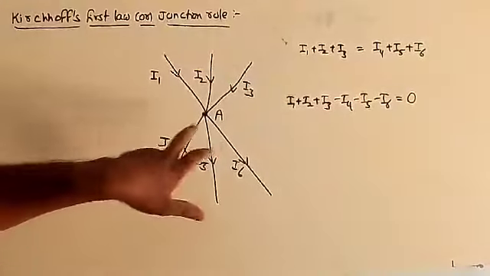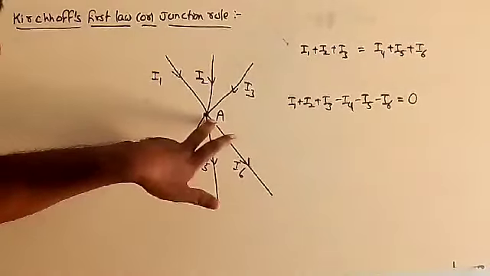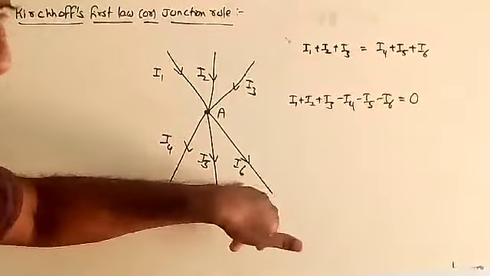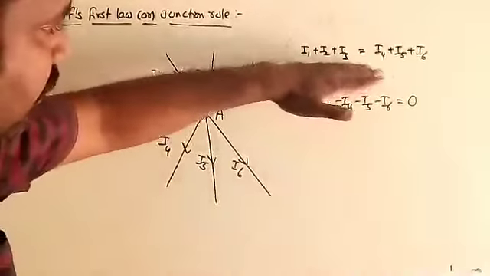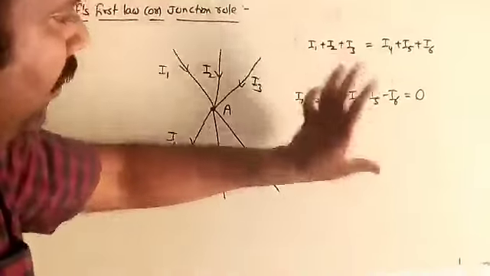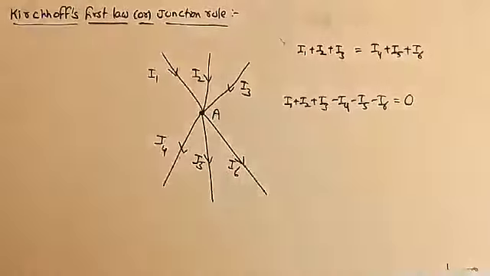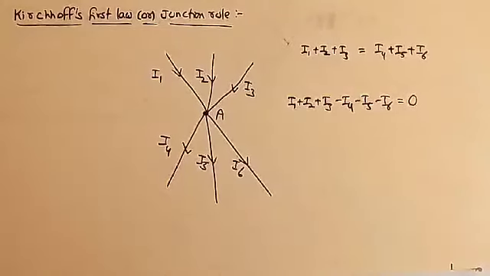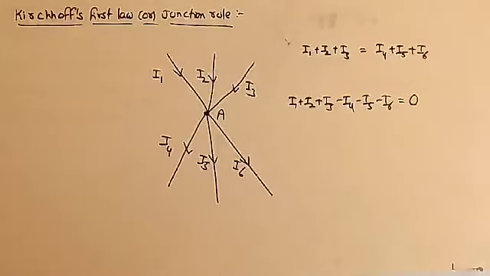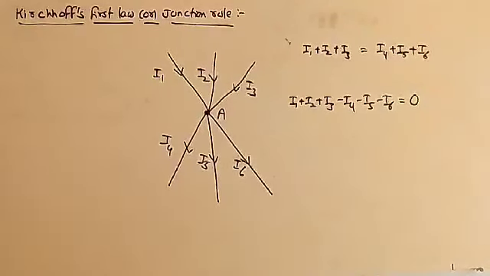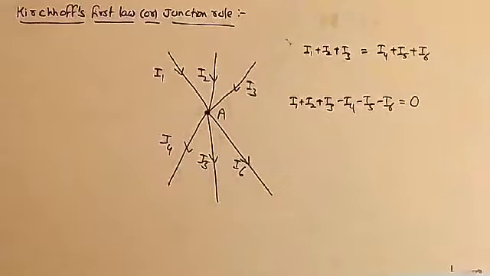So see here, at this junction A, entering currents are I1, I2, I3, and leaving currents are I4, I5, I6. Entering currents I take as positive, and leaving currents as negative, but anyhow the total current will be 0 at the junction. So it cannot store any current, because the significance of this law is the law of conservation of charge. You already know that charge we cannot create, charge we cannot destroy, only we can transfer the charge from one point to another point. So the Kirchhoff first law is based on this.